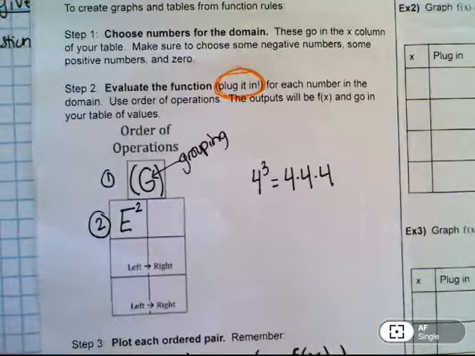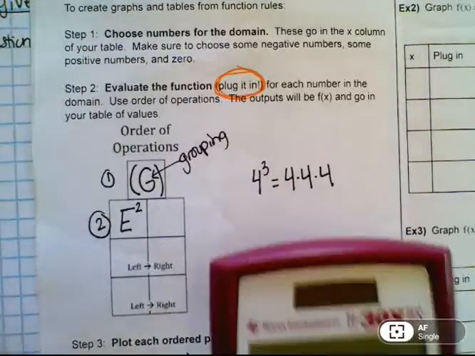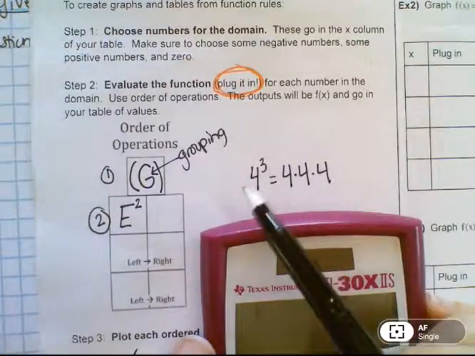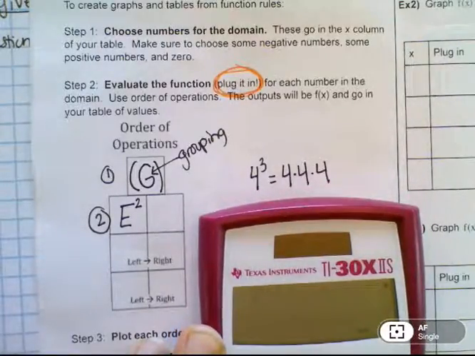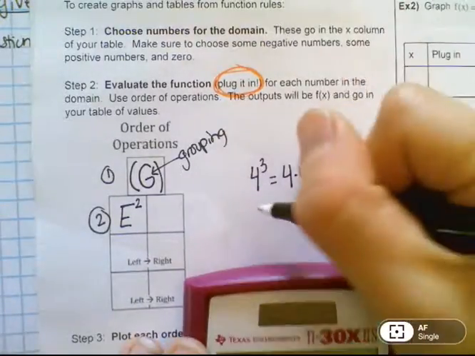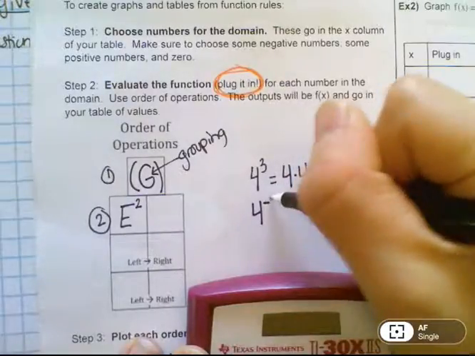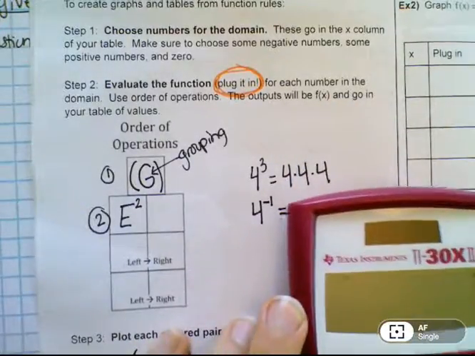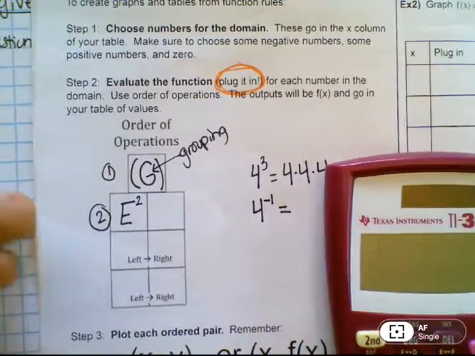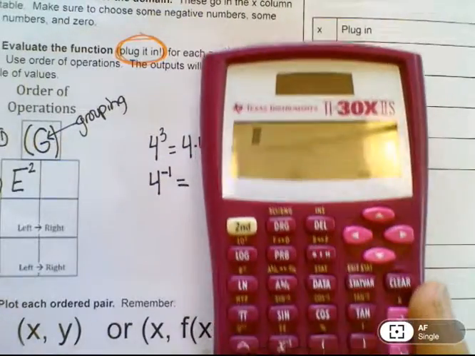I am noticing, at least in my other algebra class, that students are not knowing how to type these into the calculator. You obviously know how to type in 4 times 4 times 4, but sometimes you have a problem like 4 to the -1st power, and you have not learned how to do that by hand. And so you need to know how to type exponents on your calculator.